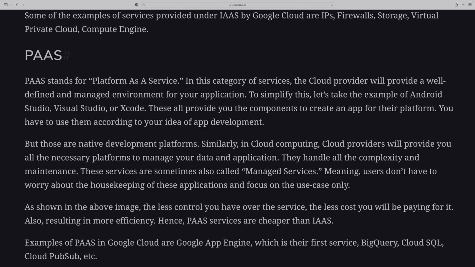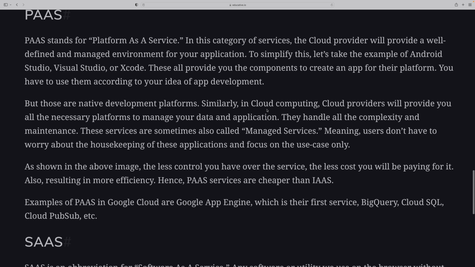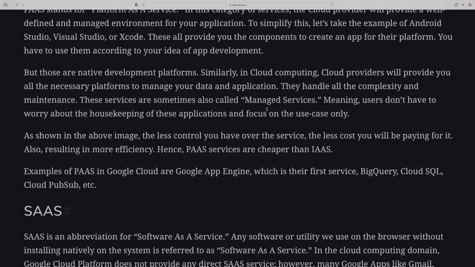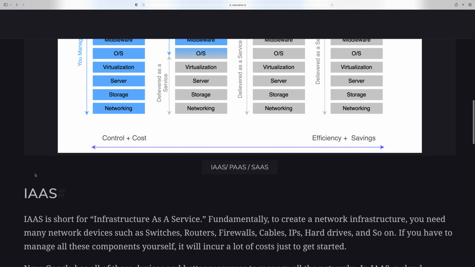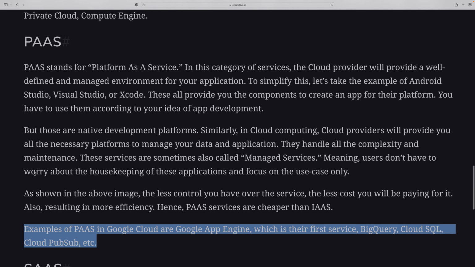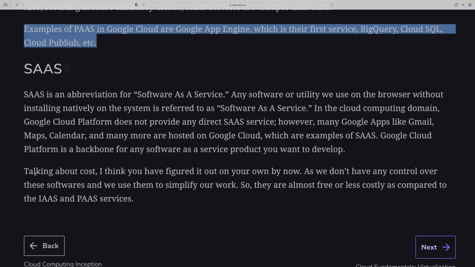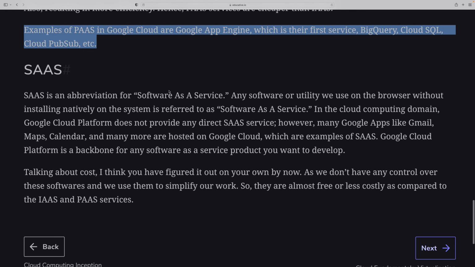These services are sometimes also called managed services, meaning users don't have to worry about the housekeeping, and can focus on the use of the application. As shown in the above image, the less control you have over the service, the less cost you will pay, also resulting in more efficiency. Hence, PaaS is cheaper than IaaS. For example, GCP App Engine, BigQuery, Cloud SQL, Cloud Pub/Sub. All these are platform as a service, right?